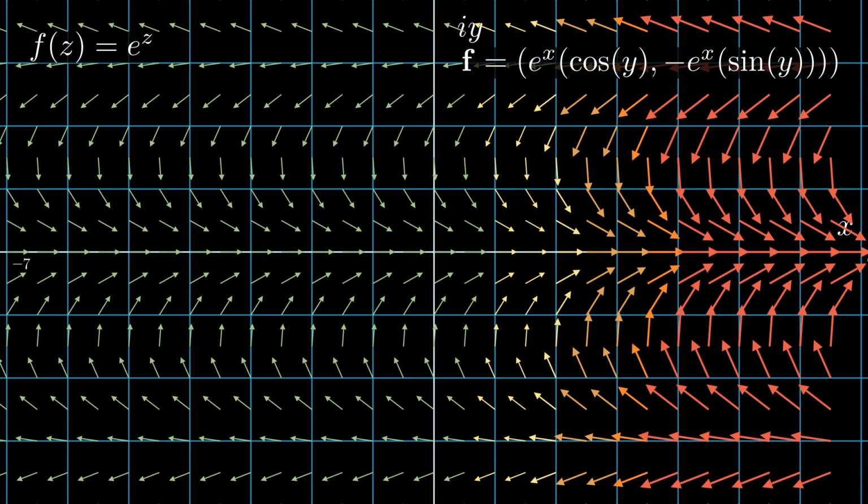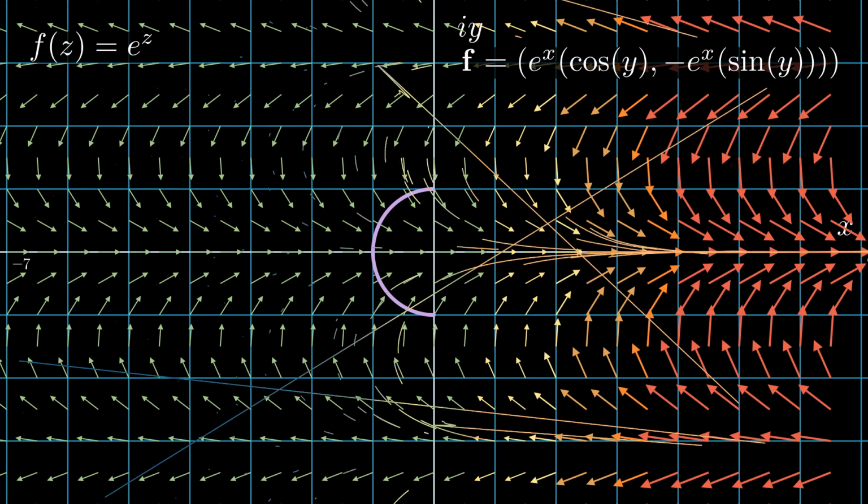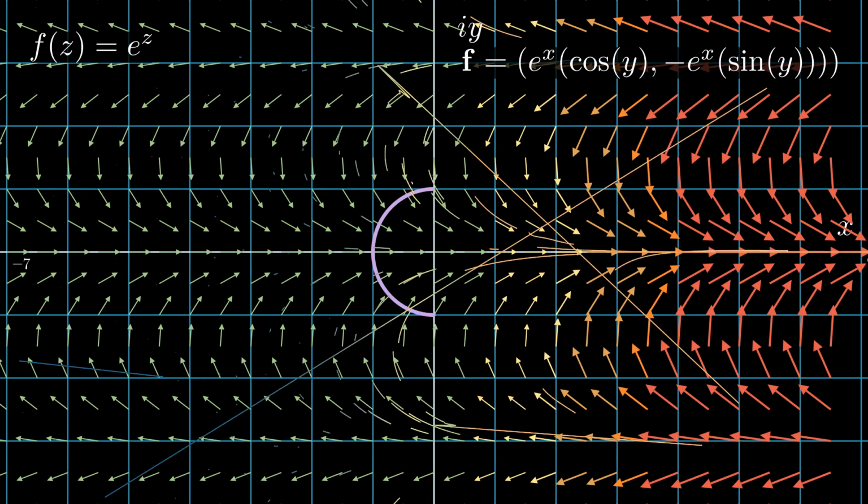So now we can start approximating the value of an integral along some contour. Let's start by drawing a contour, in this case, a semicircle. Now let's see how much vectors flow into this contour. In this case, we can see that there's a lot of flux into this contour, which means that the imaginary part of this integral must be large.